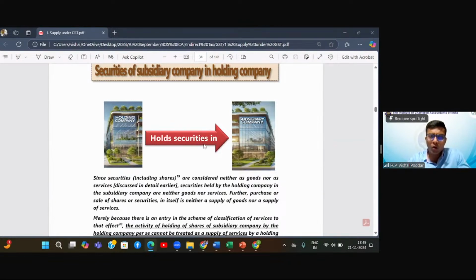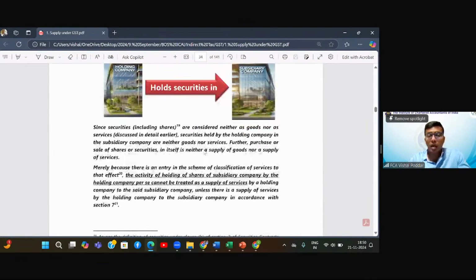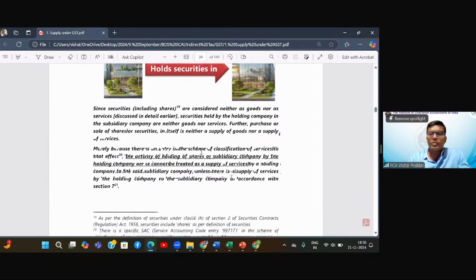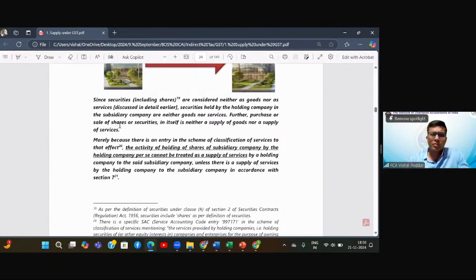Now here we all know that securities like shares are neither goods nor services. See, securities including shares are considered neither as goods nor service, as we already discussed. Securities held by a holding company in subsidiary are neither goods nor service. Further, purchase or sale of shares or securities in itself is neither supply of goods nor supply of service. Now, this is all we know. But now, what is the challenge? Why did this circular have to come?